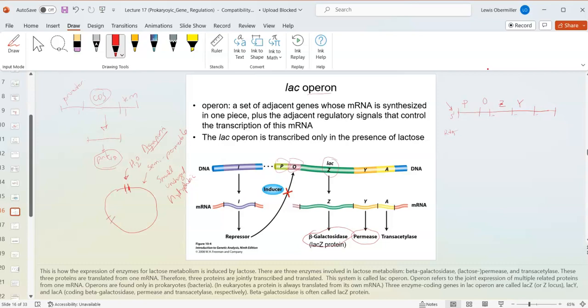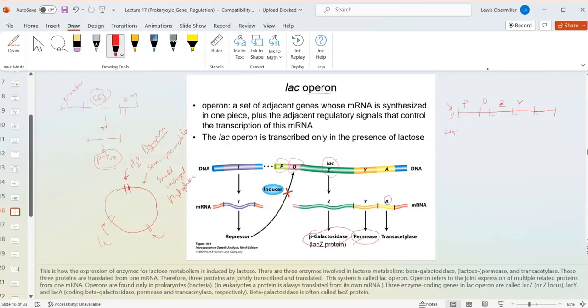And you have lots of these channels, right? So if you want to bring in glucose, you need a channel for glucose. You want to bring in lactose, you need a channel for lactose. This is no different. So permease creates a channel that allows lactose to enter into the cell.